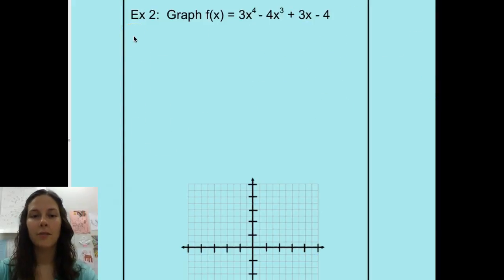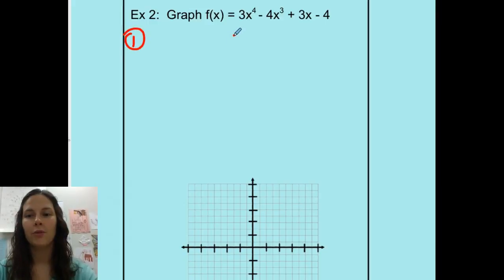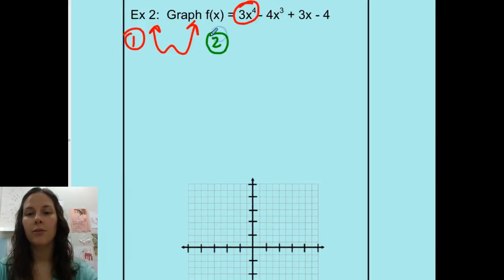Taking a look at another example, step 1, sketch what this function will look like on the graph using end behavior. This time it is in standard form, so we'll look at the first term. The highest power is 4. The leading coefficient is positive, so it will open up. We might have a few turning points in the middle. Step 2, find those zeros, set the function equal to 0.